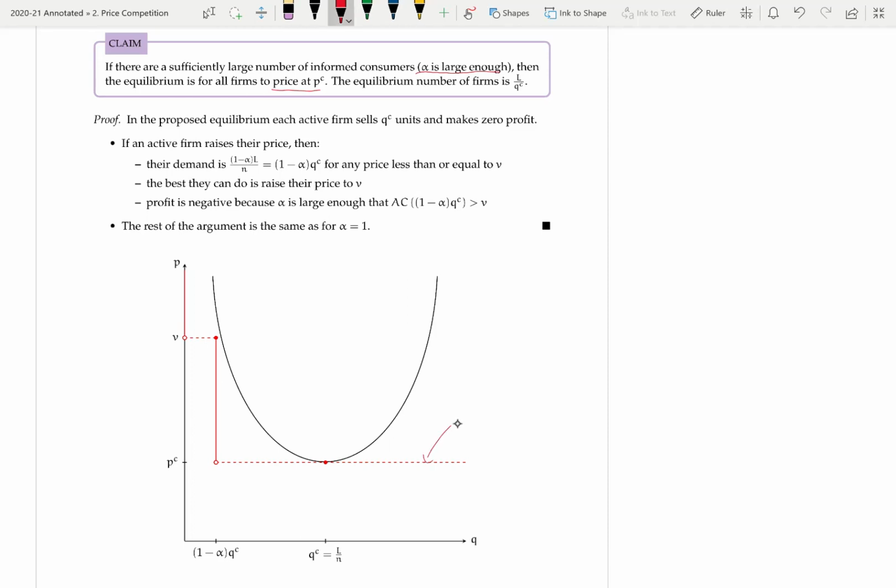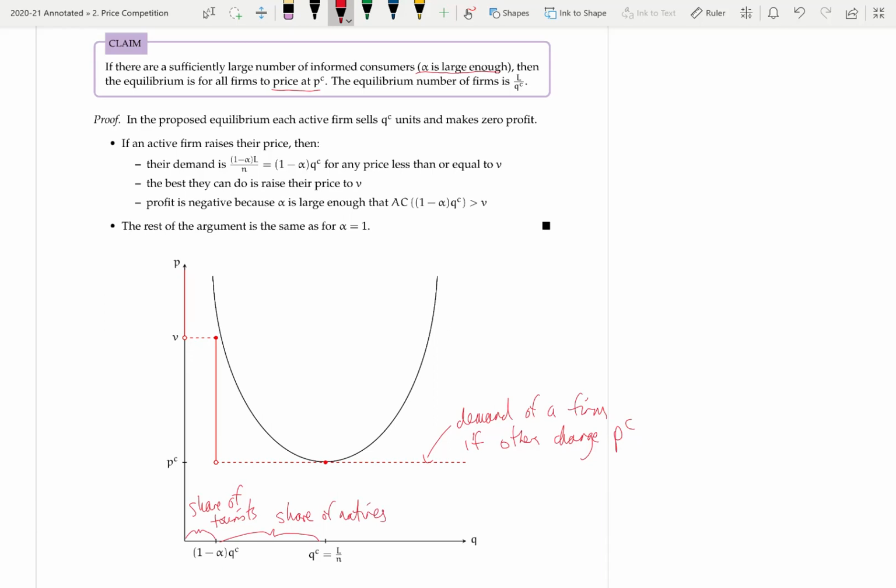In the diagram here, the red line is the demand of a firm if the other firms charge PC. So we're looking at the demand of a firm that might potentially deviate from this proposed equilibrium. In the proposed equilibrium, each firm is producing QC, making zero profit. So a firm pricing at PC is selling to both tourists and natives. So the tourists, the uninformed consumers, are here, and the natives are here.